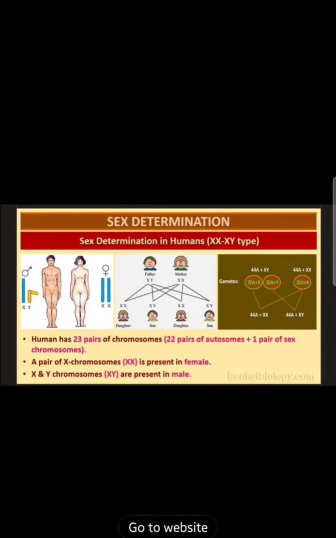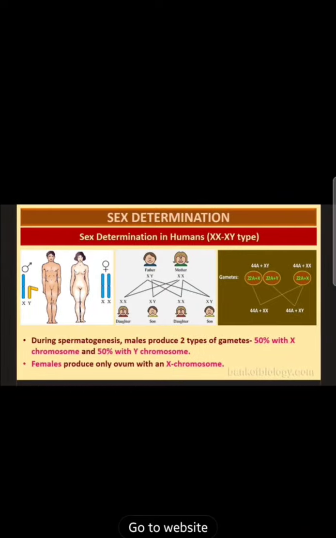Human has 23 pairs of chromosomes, in which 22 pairs are autosomes and 1 pair is sex chromosomes. A pair of X chromosomes, XX, is present in females and XY in males. You have to remember this. During spermatogenesis, the male produces two types of gametes, 50% with X chromosome and 50% with Y chromosome, and females produce only ovum with the X chromosome. Because females are homogametic, all the gametes will have X chromosome. These are the things you have to remember.